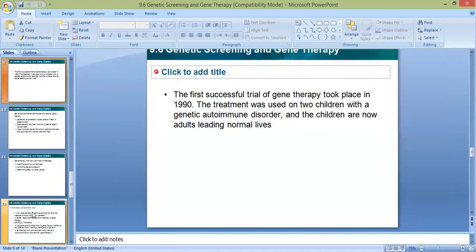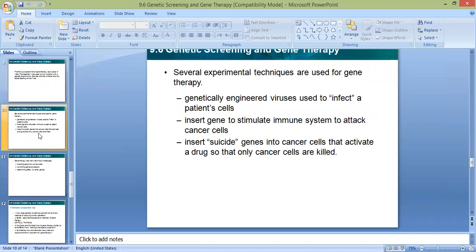Okay. And we said this is the first successful trial. هذا just for you to know يعني إنه عندي two twins كانوا two children فيهم genetic autoimmune disorder and they now after gene therapy they become normal with no problem.